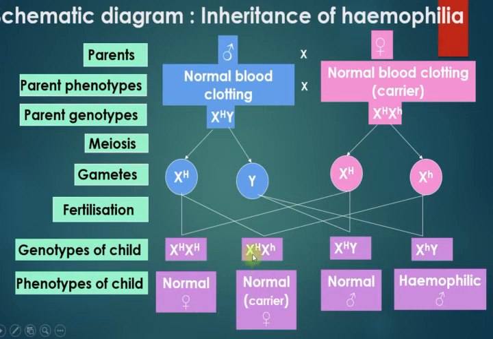And here, this refers to the girl. The girl is normal, but she is a carrier because she carries the recessive allele for hemophilia. So she is normal but a carrier. This one is for the boy, a normal boy. And this one refers to the hemophilic boy. The boy has hemophilia.